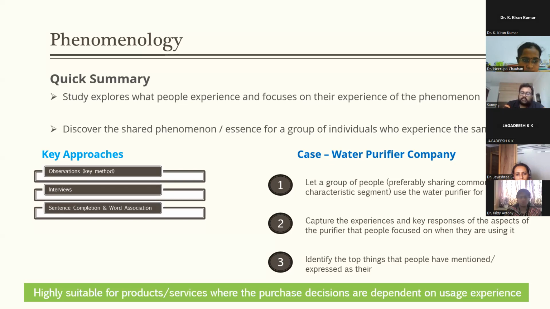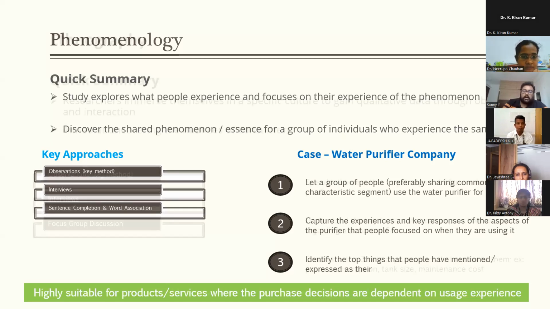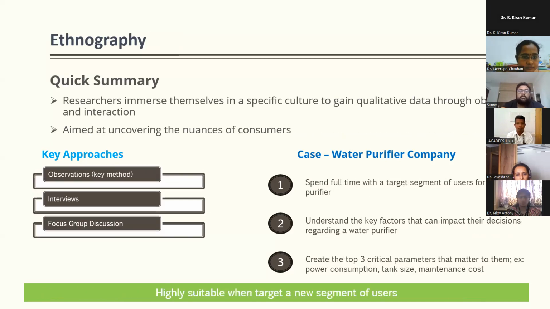It works only for products or services where decisions are dependent on the usage of the product. Right. For example, let's take a television. People go to the television shop, look at the television, experience the sound, experience the picture quality, and then buy it. Those are the cases where it helps to understand the top parameters that people would look at a television for. Right. So this is phenomenology, and I'll jump into ethnography.